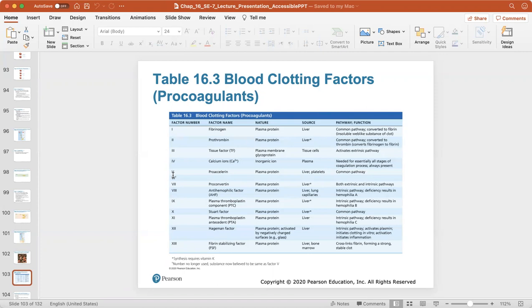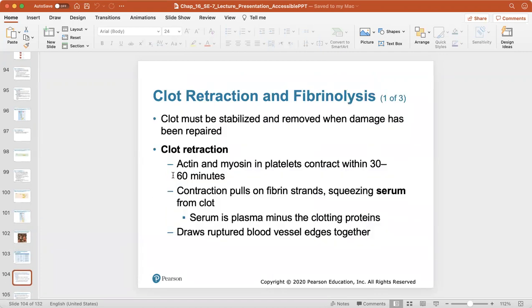Clotting your blood is good in the sense that it helps to respond to any sort of injury in a blood vessel. It'll clot the blood so that you don't lose blood through damaged tissue. The clot must be stabilized and removed when the damage has been repaired, so clot retraction is also a process. This takes you through the steps of clot retraction. Once we create the clot and coagulate the blood together, we need to get rid of the clot eventually.